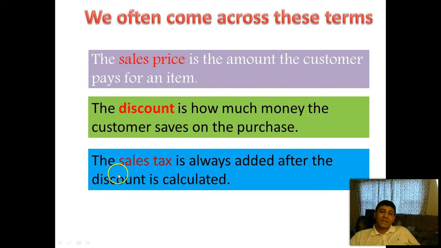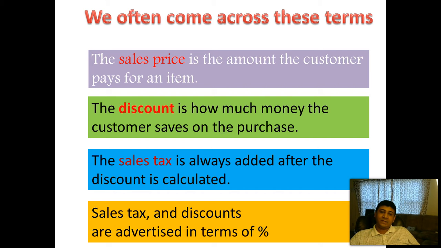Then we have a sales tax. Okay, this is the tax we pay to the government. Okay, and it is always added after the discount is calculated. Okay, so original price, then we'll calculate the discount, and on that we'll apply the sales tax. Now here comes the point of interest here. Now sales tax and discounts, they are always advertised and applied in terms of percentages. That's why these three things come into our interest. Okay.